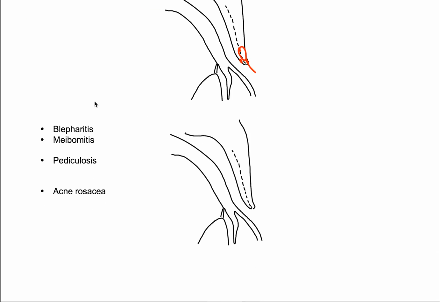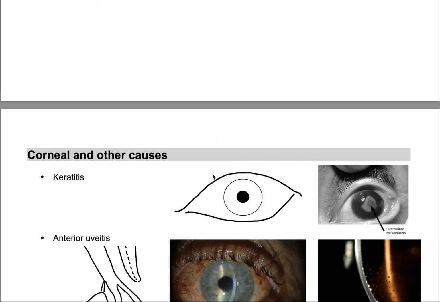Blepharitis and meibomitis, respectively, are irritation and infection around the eyelashes, and inflammation of the oil-producing glands that lie posterior to the gray line. Pediculosis is the medical term for crabs. These are lice that sit on the eyelashes, and acne can also cause a red eye.